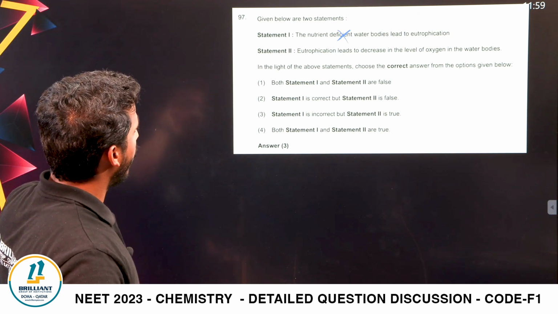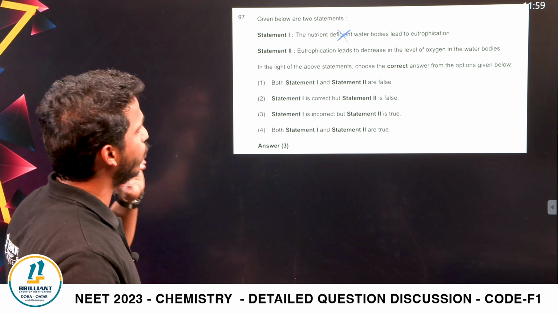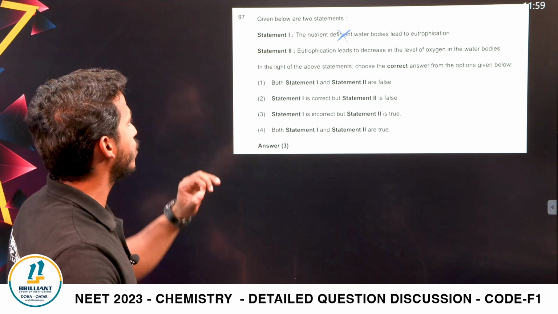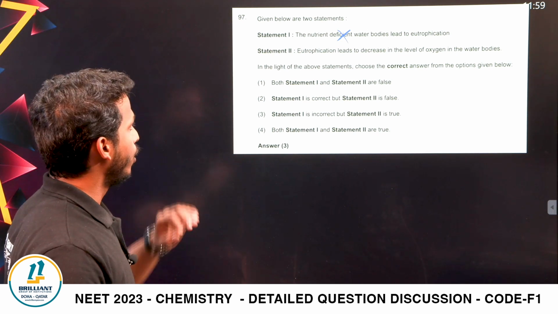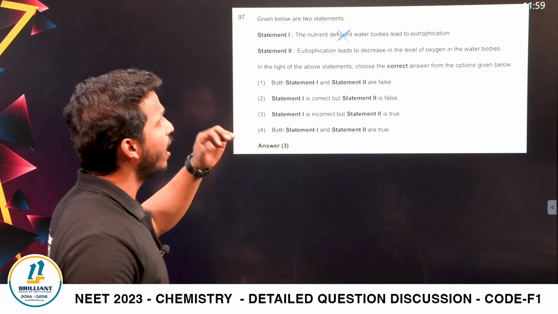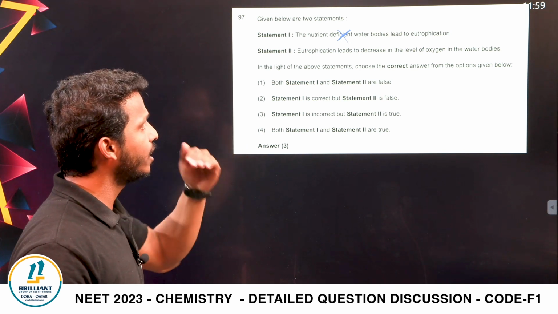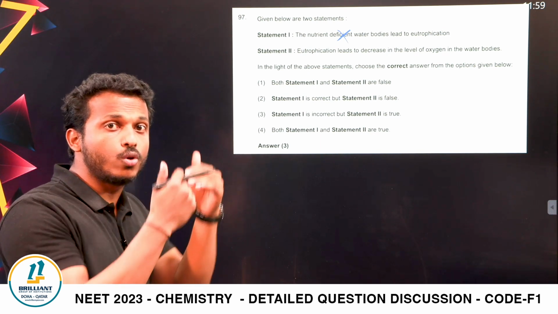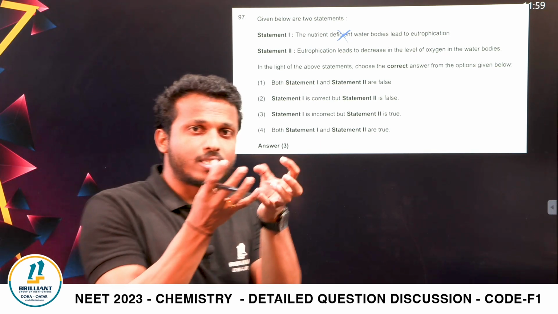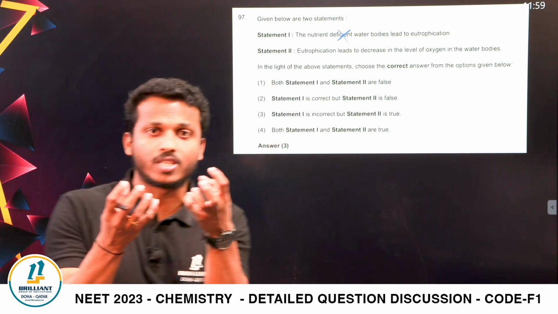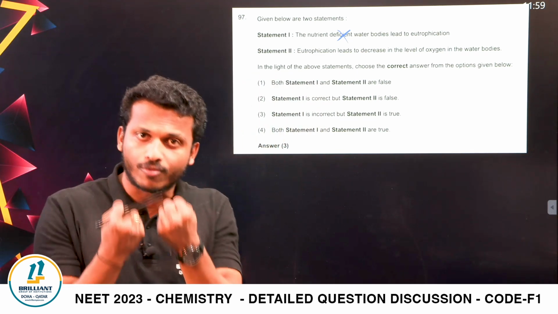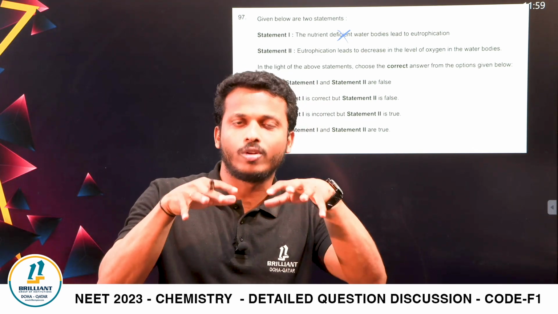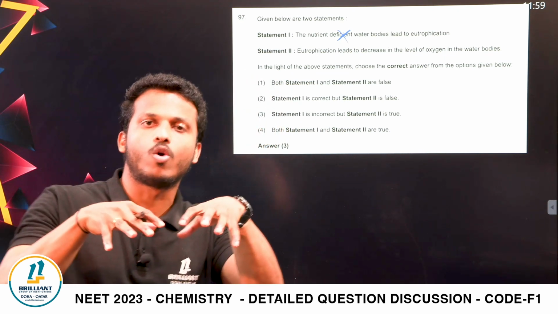Then, eutrophication leads to a decrease in the level of oxygen in the water bodies. Correct or not? Yes, eutrophication leads to decrease. You know, the algae, this kind of plant particles, when present in water, take the oxygen from the water. So the water which is deficient in what? Oxygen amount.